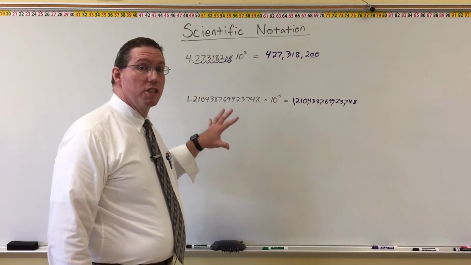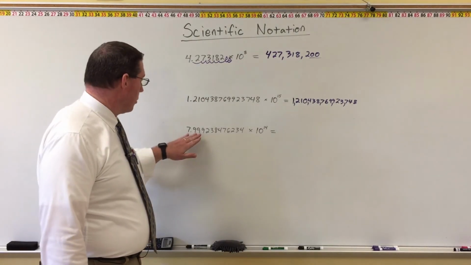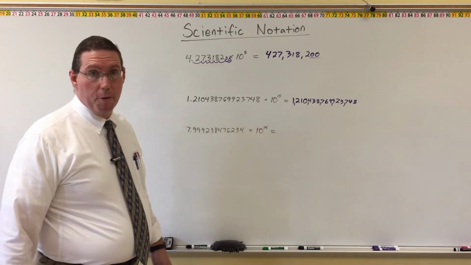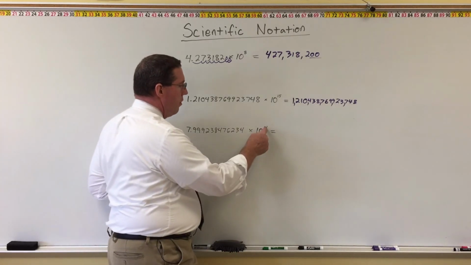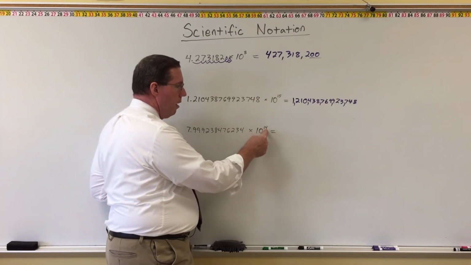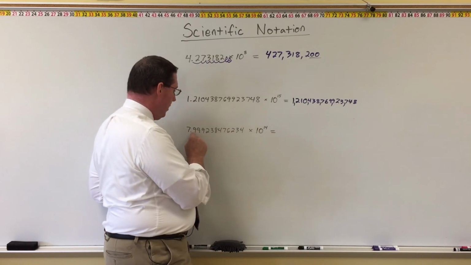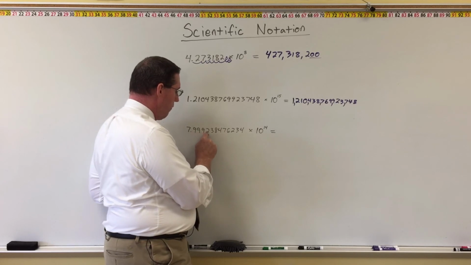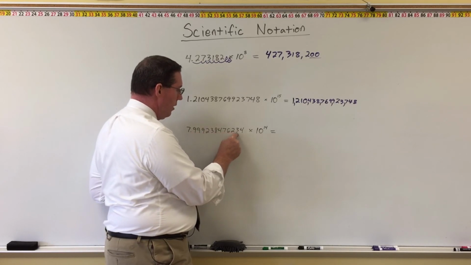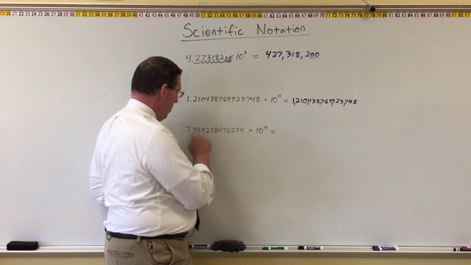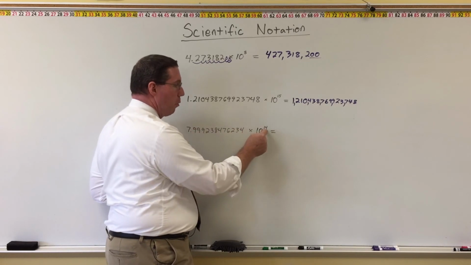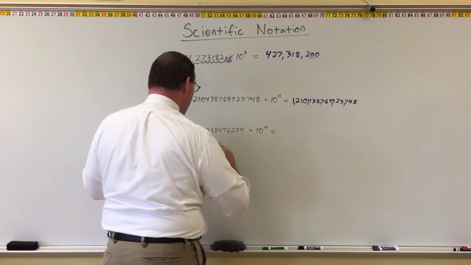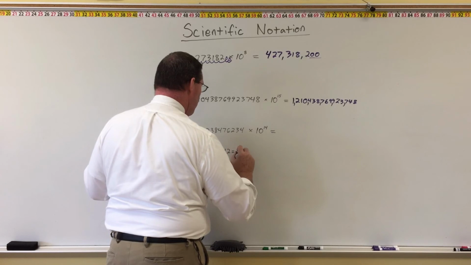Now I'm going to give you one that is just a little bit harder than this. All right, so we're going to try this: 7.9992 and so on, times 10 to the 14th power. Okay, now here's a situation where this 14th power is a larger number than how many digits are to the right of the decimal. Okay, so I'm going to count them up. 1, 2, 3, 4, 5, 6, 7, 8, 9, 10, 11, 12. There are 12 digits past the decimal, but this is a 14. And so what we then have to do is take that 12 and subtract it from 14. So 14 minus 12 is equal to 2.